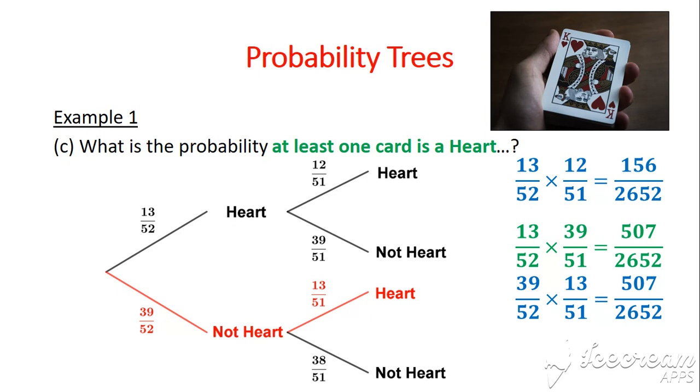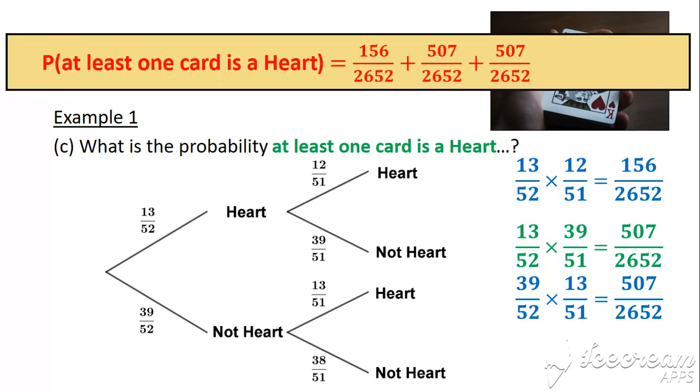We can't have the fourth one, which is not a heart and not a heart, because at least one of them has to be a heart. So to solve this problem, we just add up all these fractions and get 1170 over 2,652, or simplify it down to 15 chances out of 34.